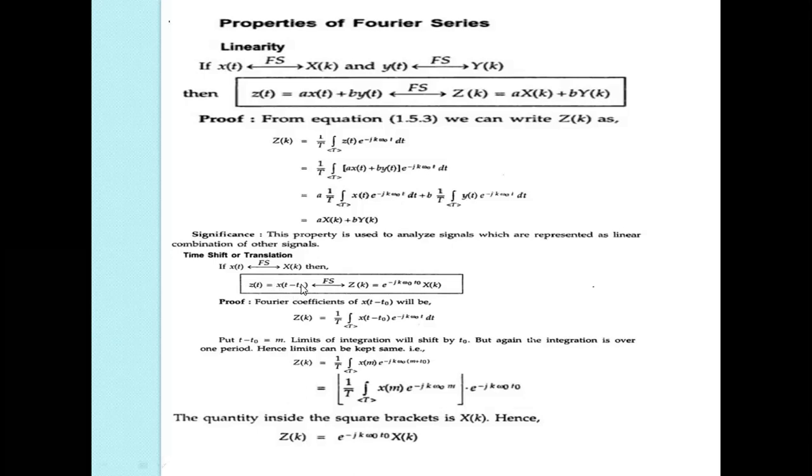x of t minus t naught. The time is shifted by t naught samples. And in the frequency domain, whatever number of samples the time is shifted by, you get a negative exponential, e power minus j k omega naught into T, with that t naught samples, multiplied with the frequency-domain function x of k.